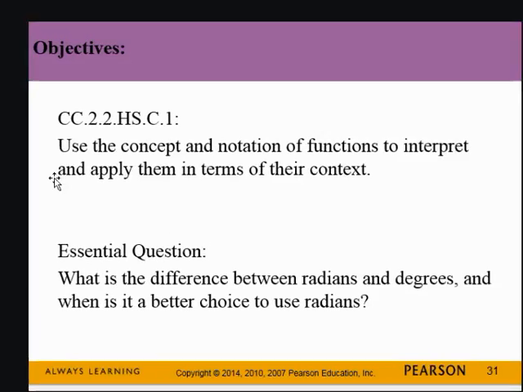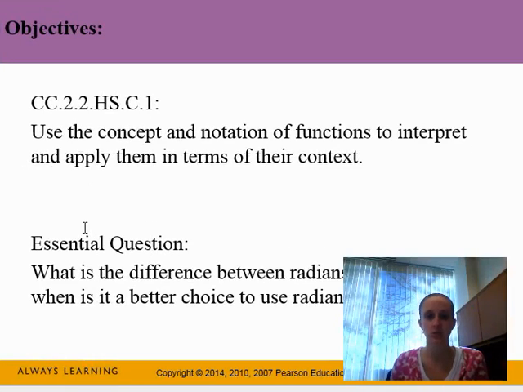Welcome to the third and final part of 4.1, Angles in Radian Measures. Our objective and essential question are still the same: use the concept and notation of functions to interpret and apply them in terms of their context. And what's the difference between radians and degrees, and when is it better to use radians?